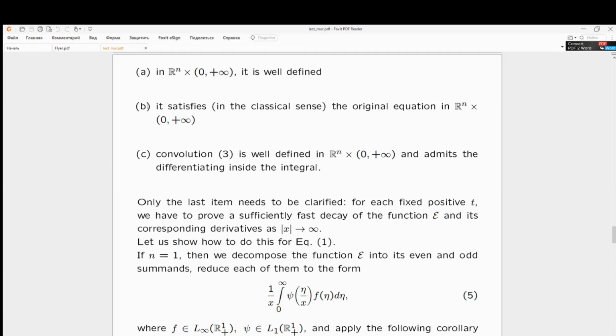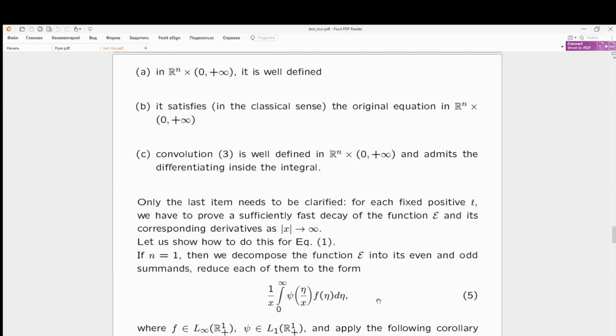So the first and the second step are rather obvious. Maybe they require certain calculations, but this is just a homework. The last item has to be clarified. For each fixed positive t, we have to prove a sufficiently fast decay of the function E calligraphic, the kernel, and its corresponding derivatives as the absolute value of x tends to infinity.